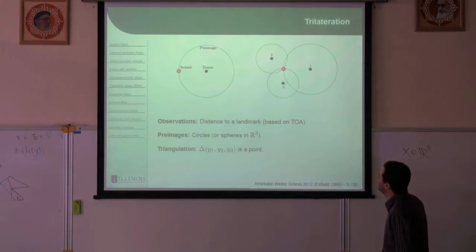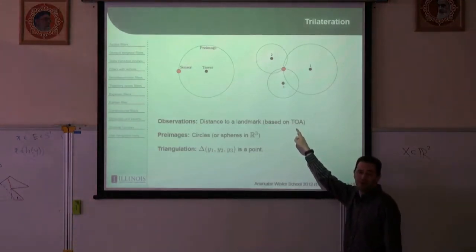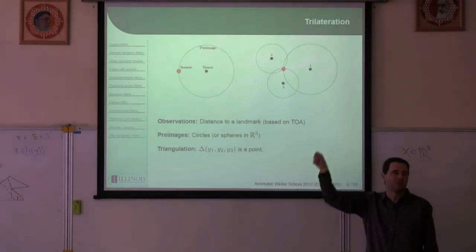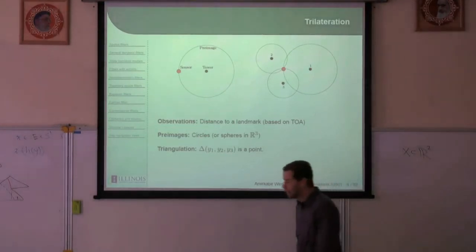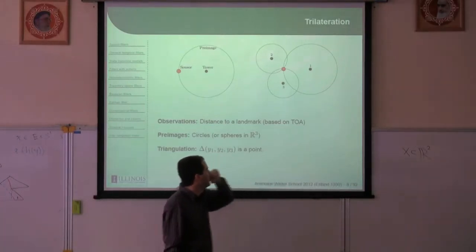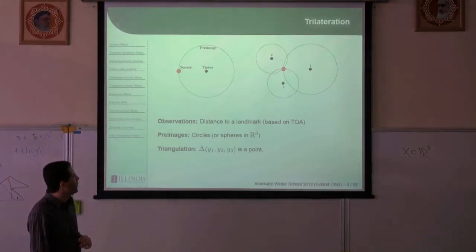Well, sometimes this is based on time of arrival, by the way. If you know how fast the signal propagates, maybe the tower transmits a signal, a sound, or a radio signal, based on the time of arrival, TOA, maybe some other kind of pulse, you can figure out how far away it is. So that's what it's called, TOA, time of arrival.